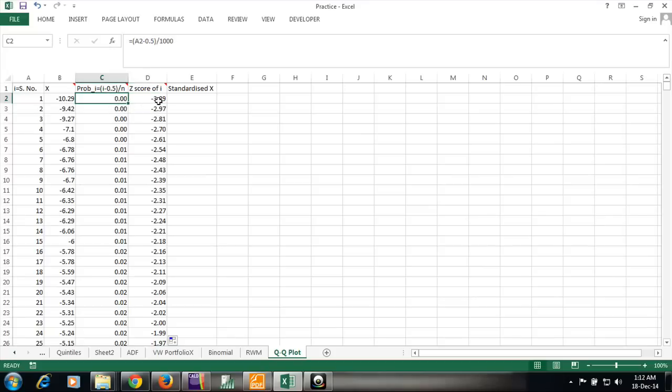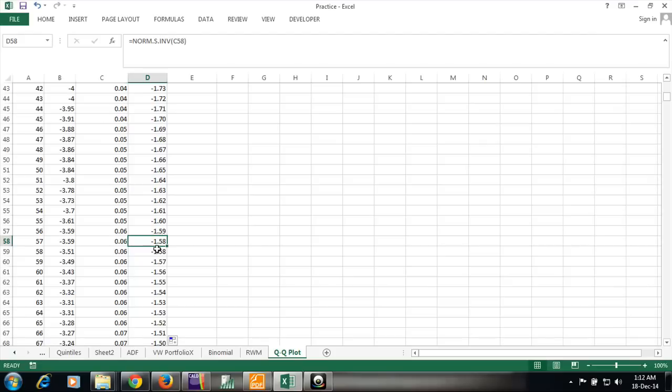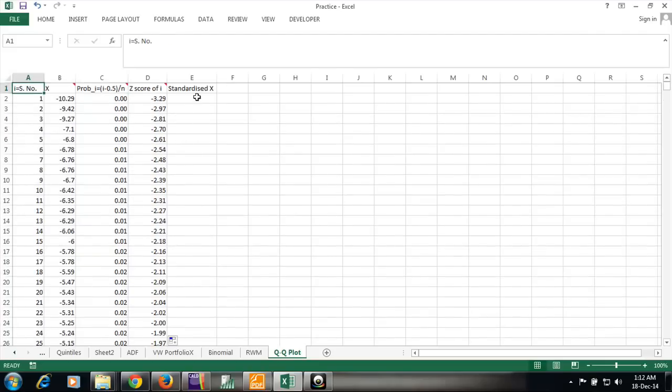Any value less than minus 3.09, the probability is 0.00. In the same way, suppose we come here, minus 1.58 on the probability distribution function of Z. On the Z score, the critical value is minus 1.58. The probability of getting a value less than minus 1.58 is 0.06. So this is called the theoretical Z score.